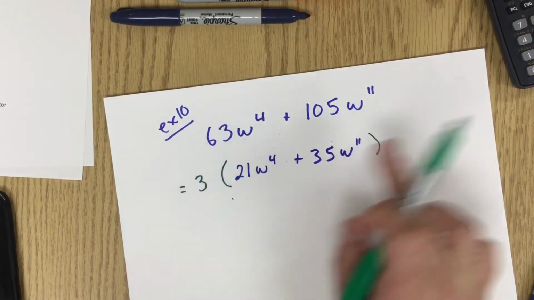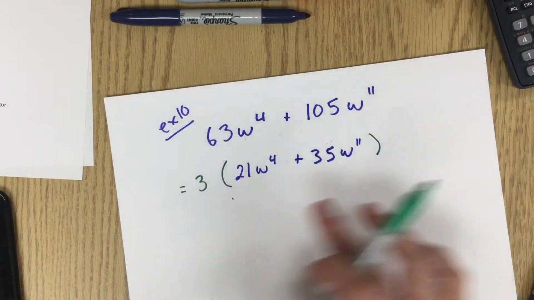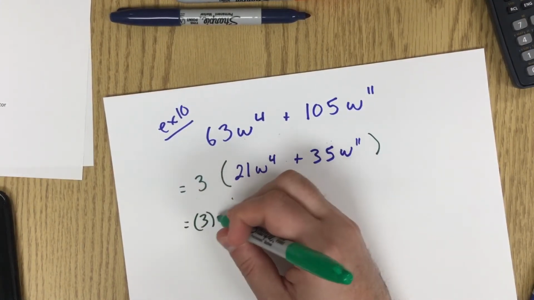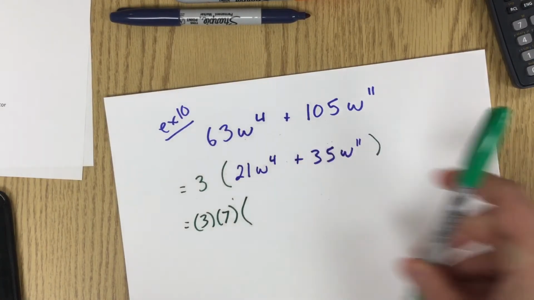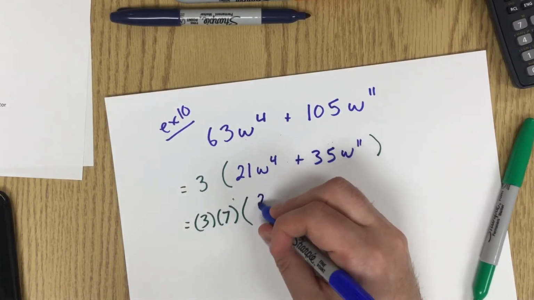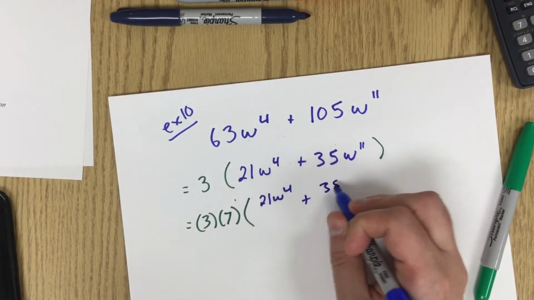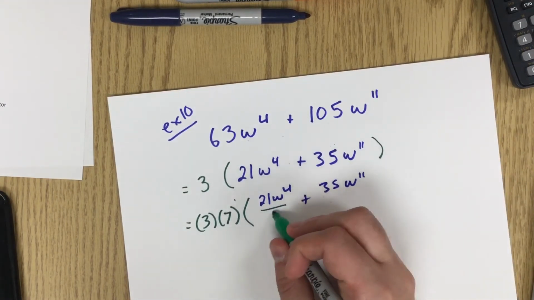So what that means is that the 3 was not the greatest common factor. It was just a common factor. So we're going to have to actually take it out again. Now we're going to take out 7, which is actually a common factor. I'm going to show it this time. So I took out 3 the first time. Now I'm going to take out 7.